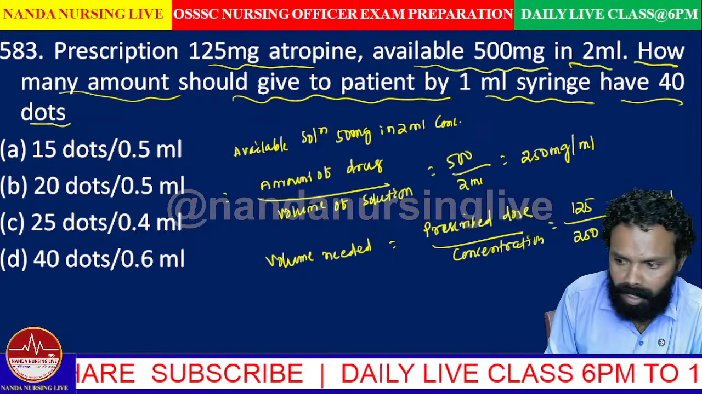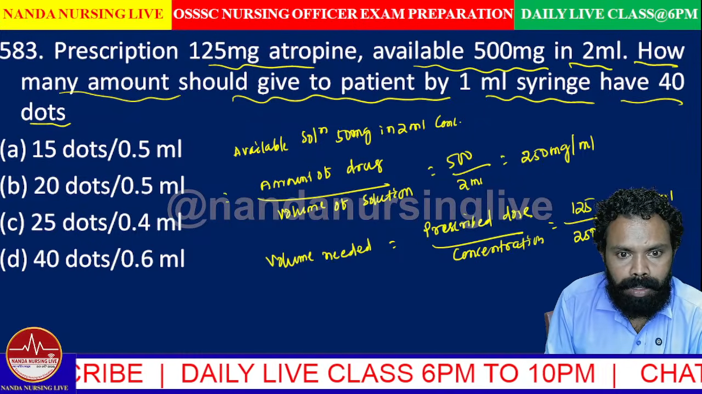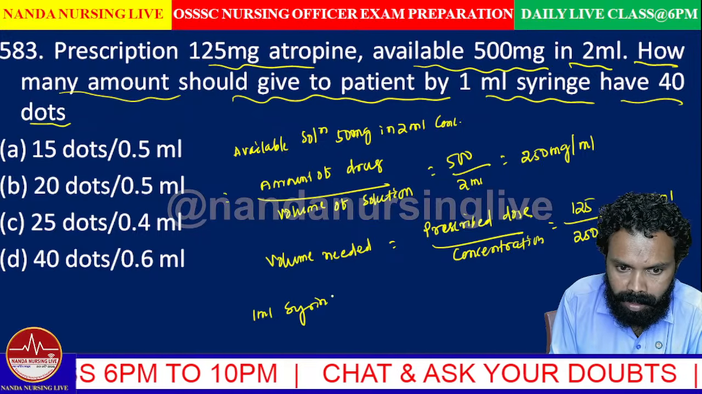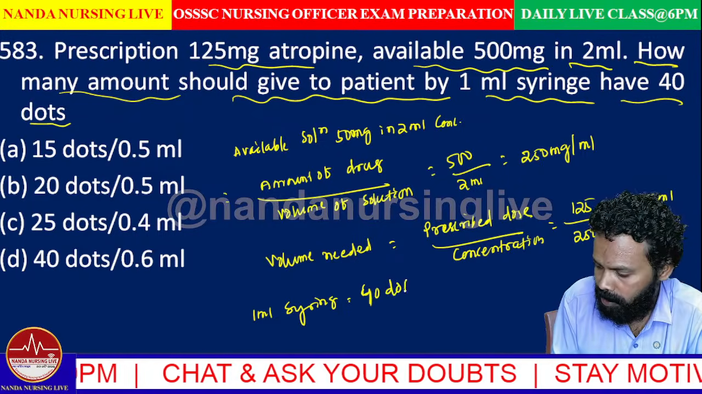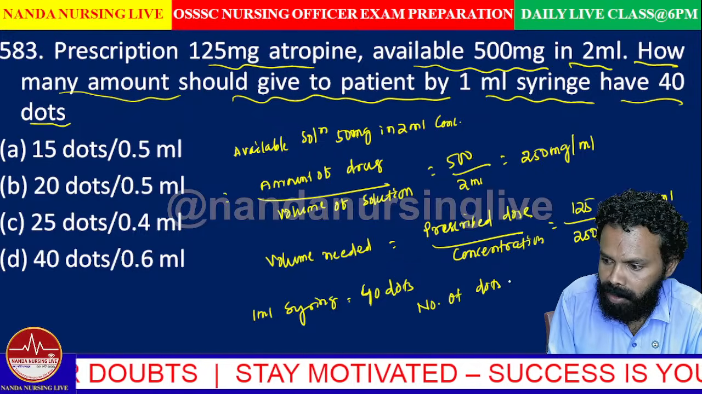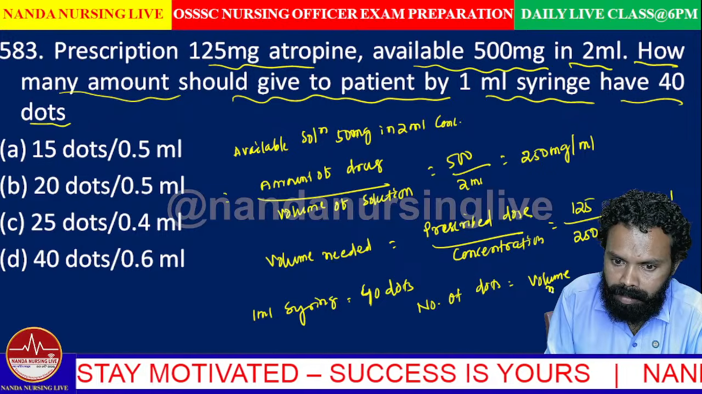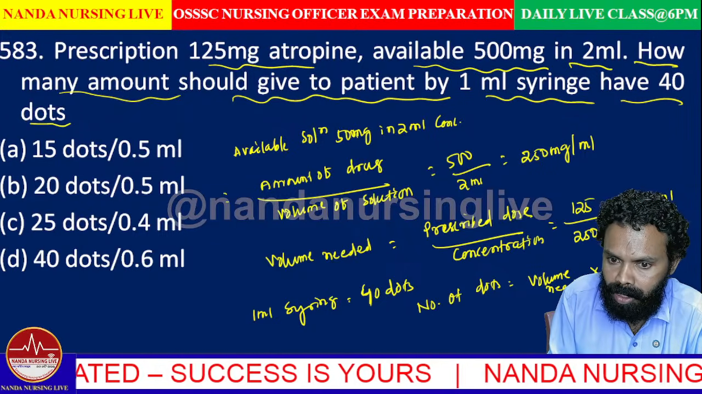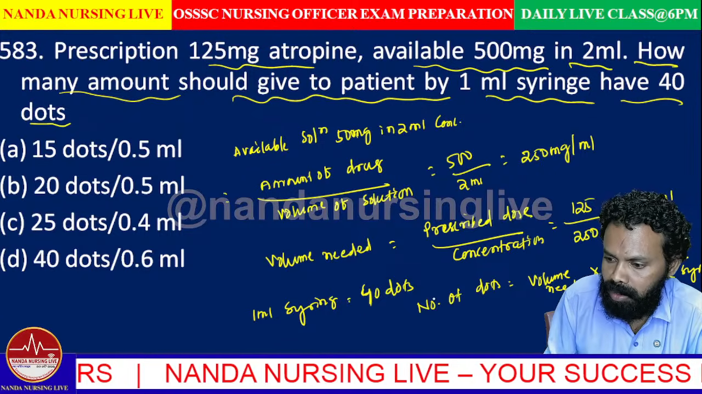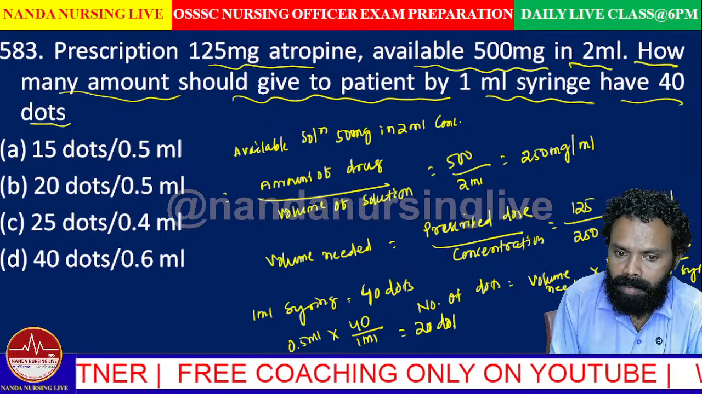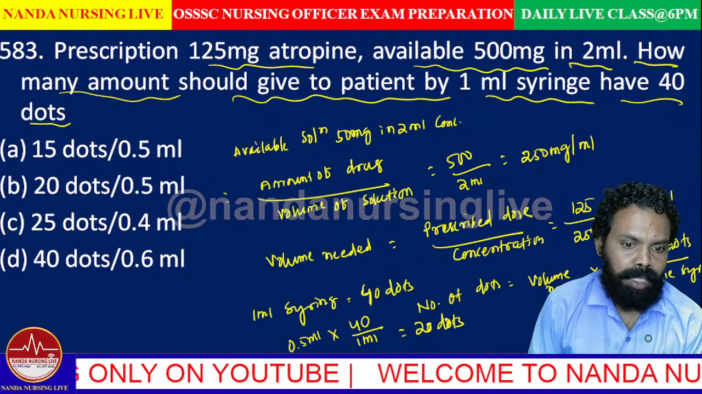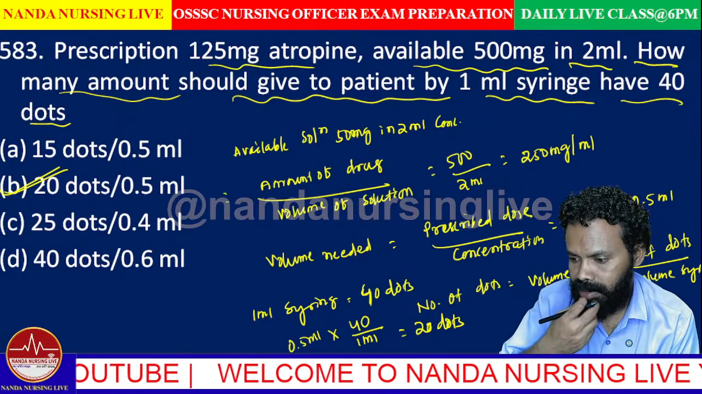Then we have to calculate the number of dots. A 1 ml syringe has 40 dots, right? So the number of dots is the volume needed multiplied by the number of dots per volume of syringe. It comes to 20 dots. So what is the correct answer? 20 dots per 0.5 ml, right? Option B is the correct answer.